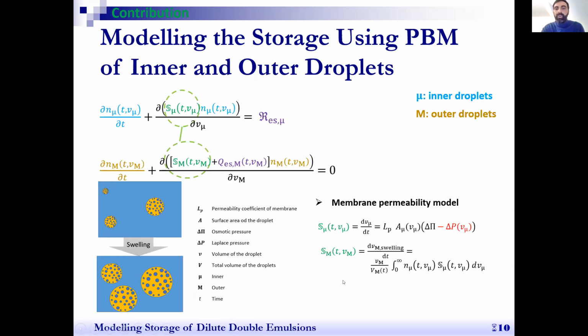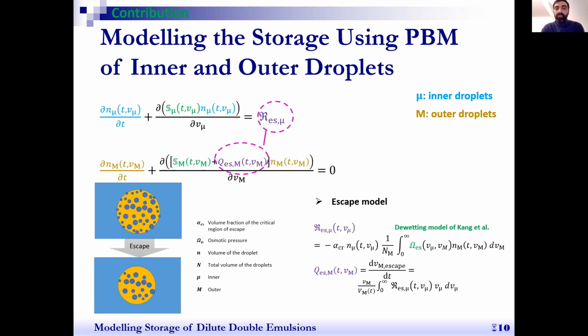To model the swelling phenomena, we use the membrane permeability model, and we noticed that there is a need to correct the old membrane permeability model. And we introduced this correction inside the model by including the Laplace pressure in order to follow the size of submicronic inner droplets. We extended the model for the full distribution, and based on that, we also developed a model to follow the size of the outer droplets due to the swelling.